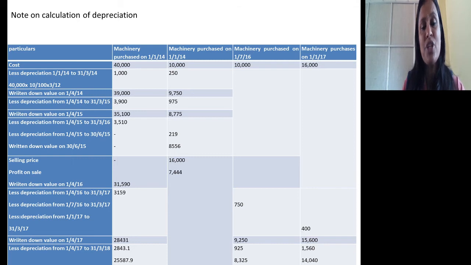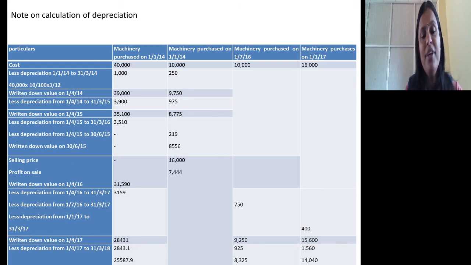3 months depreciation, total depreciation is 1,250. So next, depreciation from 1/4/2014 to 31/3/2015. We are not selling it in 50, so we are charging full year depreciation here. On 39,000 into 10 divided by 100 is 3,900. 9,750 into 10 divided by 100 is 975. So we will arrive at written down value on 1/4/2015, 35,100, 8,775.